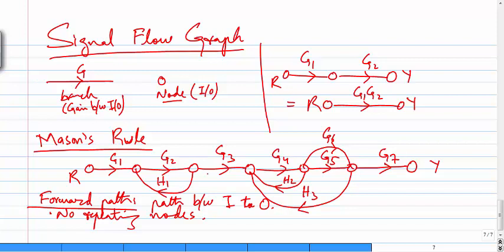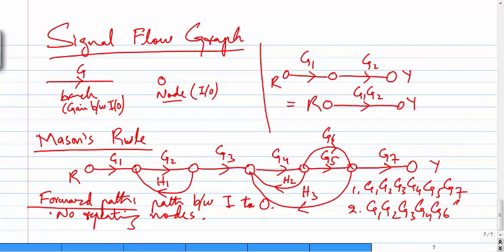In this example, the first forward path is G1, G2, G3, G4, G5 and G7. The second forward path is G1, G2, G3, G4, G6 and G7. These two are the gains of the forward paths.